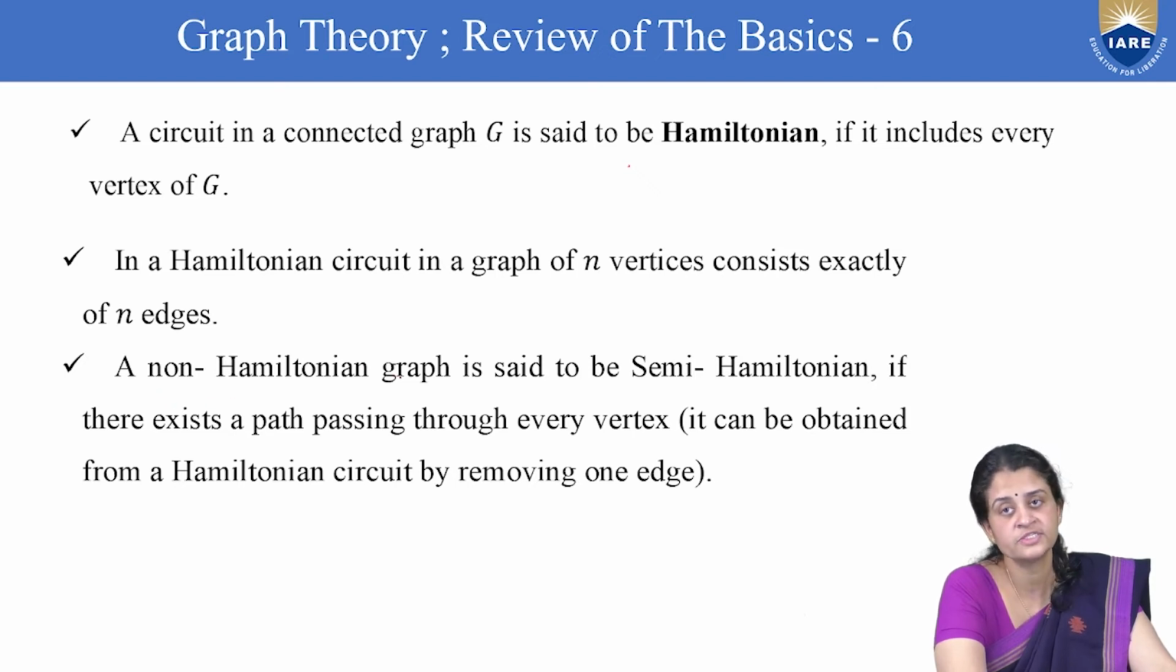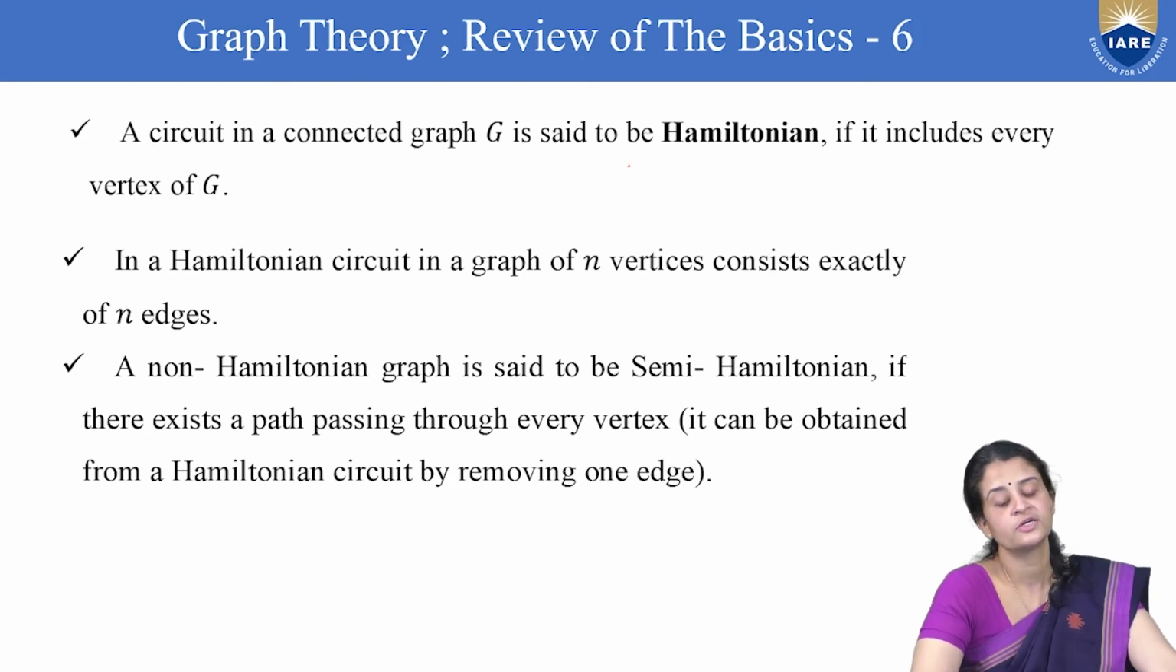A non-Hamiltonian graph is said to be semi-Hamiltonian if there exists a path passing through every vertex, but it does not terminate at the initial vertex. It can be obtained from a Hamiltonian circuit by removal of one edge. Analogous to Eulerian and semi-Eulerian graphs, here we have Hamiltonian and semi-Hamiltonian graphs.